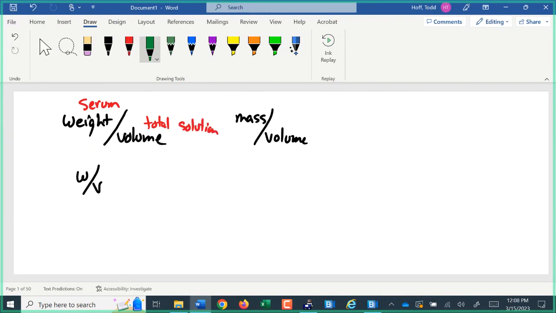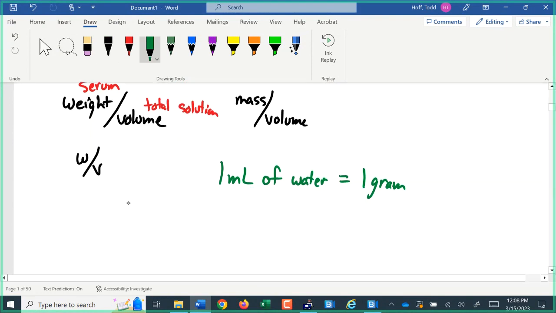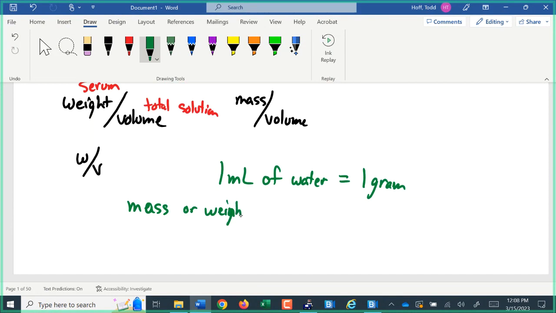So one thing to keep in mind here is if you go back to Unit 2 when we talked about the definition of a milliliter, 1 milliliter of water is the definition of 1 gram. So we have to be careful here with our units. The weight or mass is in grams. Well, the volume should be in milliliters.